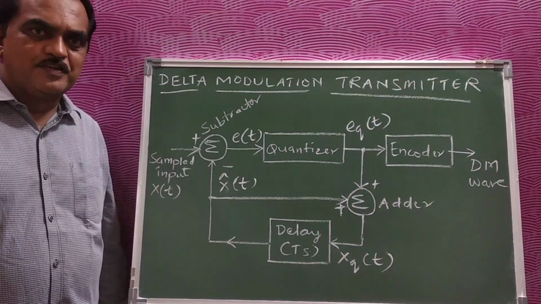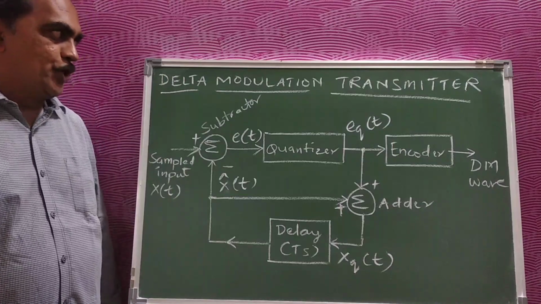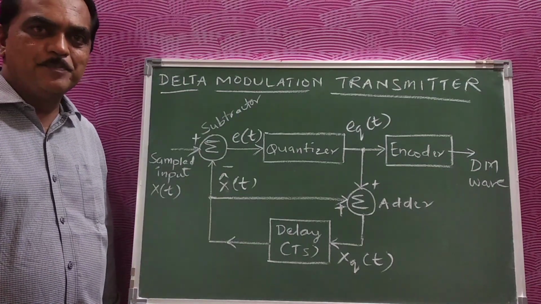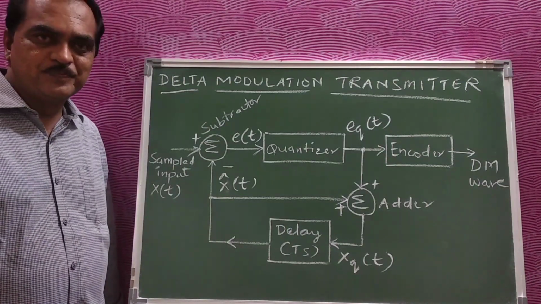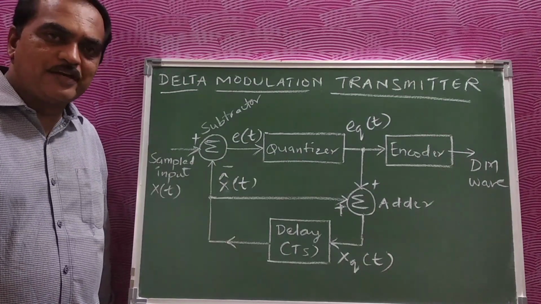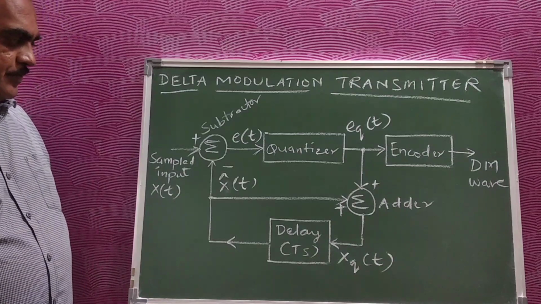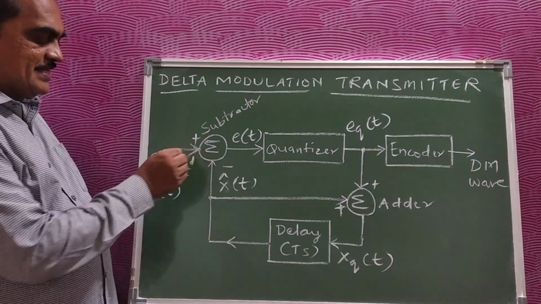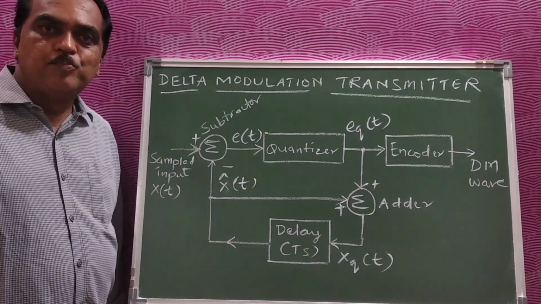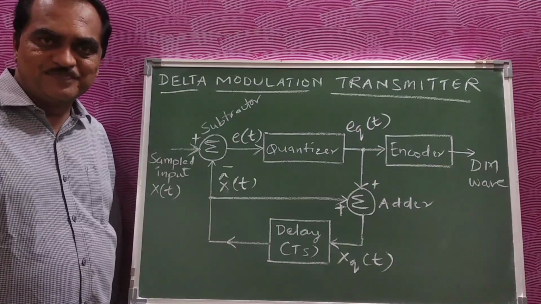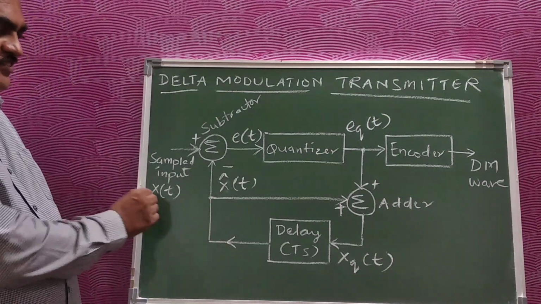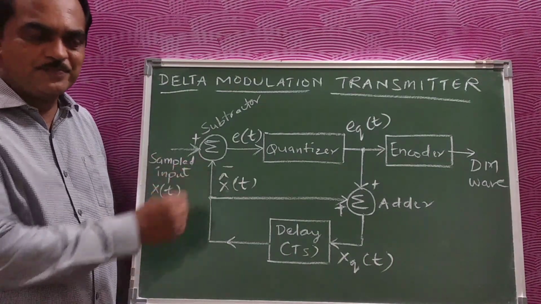Dear students, now we'll see what we mean by DM modulation transmitter. Here we are going to generate the DM wave. If you see in this diagram, the input is given as the sampled input of the analog information, which is called x(t). It is a sample which is coming.